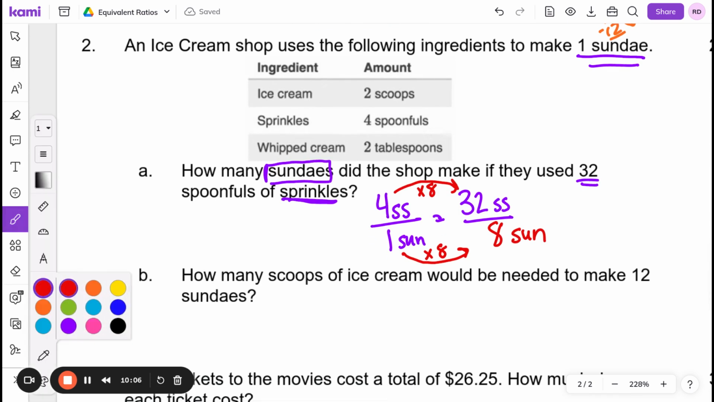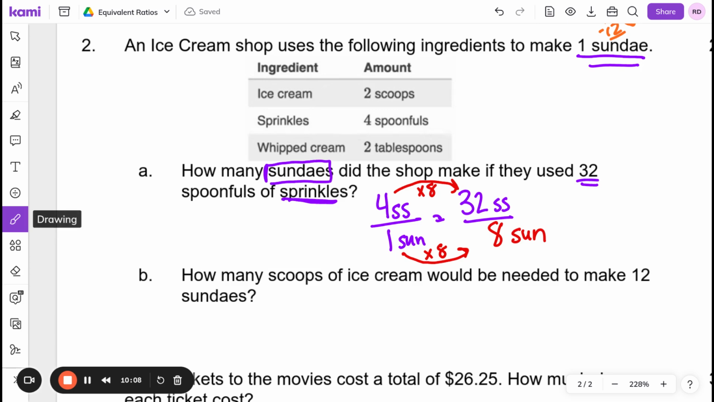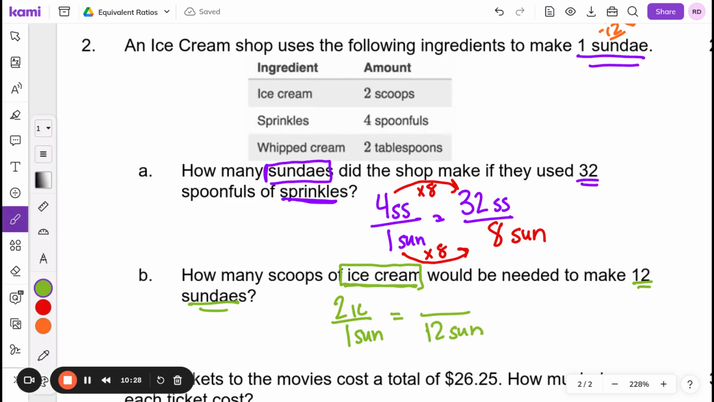Still using our sundae example in our table, we want to know how many scoops of ice cream, so that's what we're looking for, would be needed to make 12 sundaes. So again, with our starting ratio, we have 2 scoops of ice cream for every 1 sundae, but we want to make 12 sundaes. So then the question is, how do we turn a 1 into a 12? And that's times 12. Whatever you do to the bottom, you do to the top. So we would need 24 scoops of ice cream to make 12 sundaes.